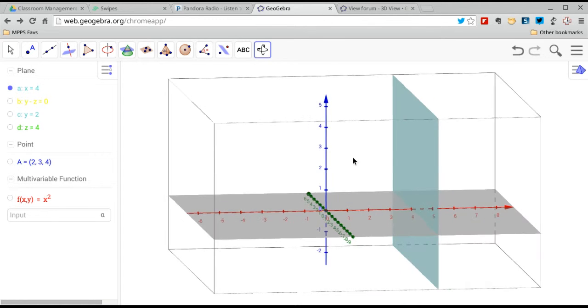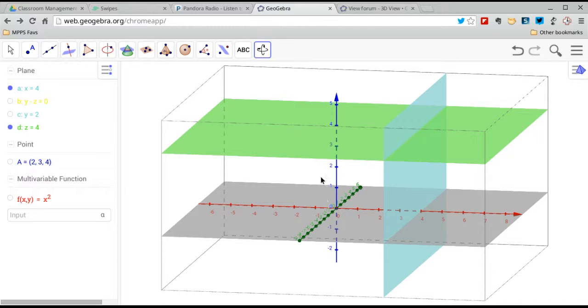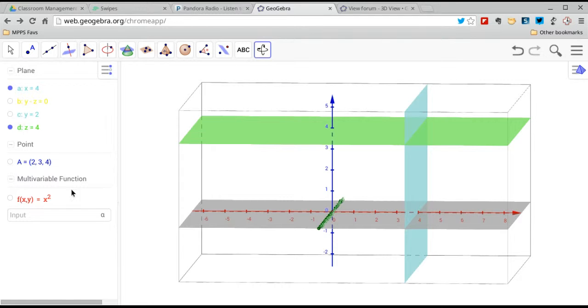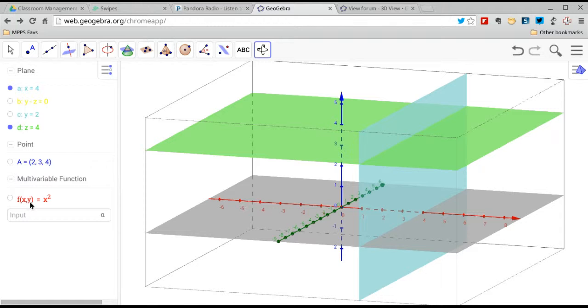All right, so that red line is the x-axis, and if I turn on z equals 4, this blue line is the z-axis, and the green then is obviously the y-axis. So I've got my function over here, f of x comma y is equal to x squared. Notice that's different than f of x. And so that f of x comma y actually behaves as a z.